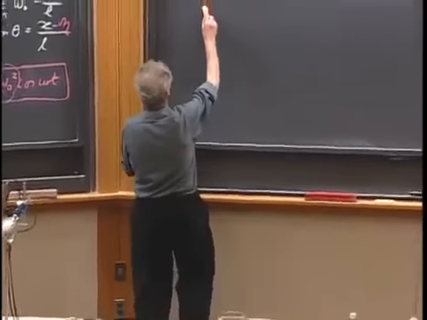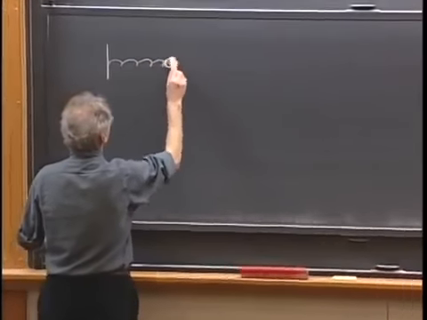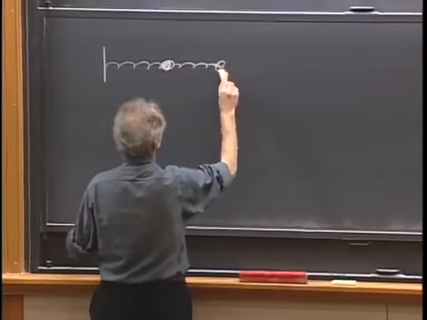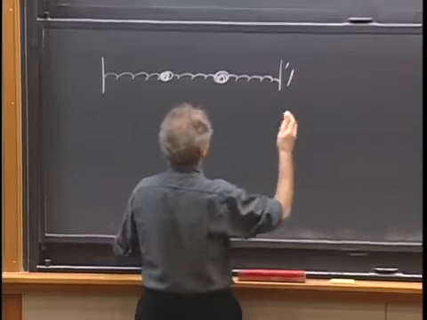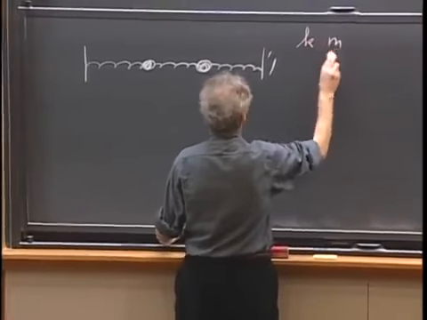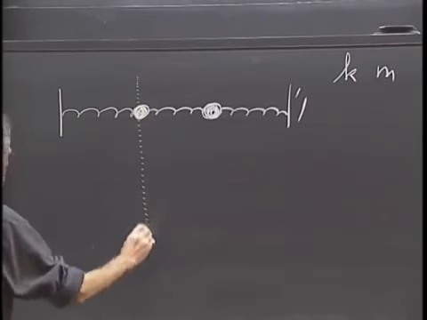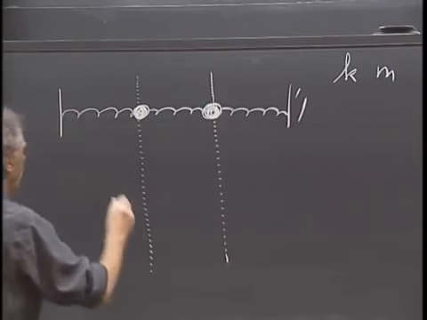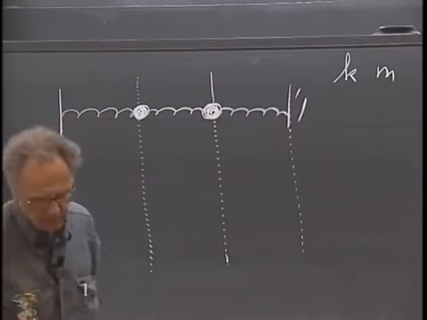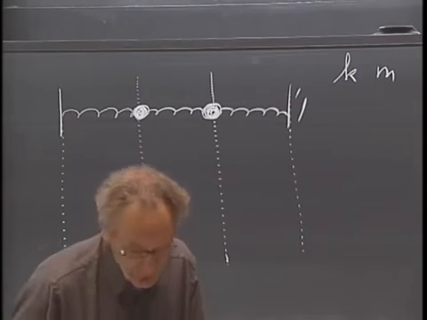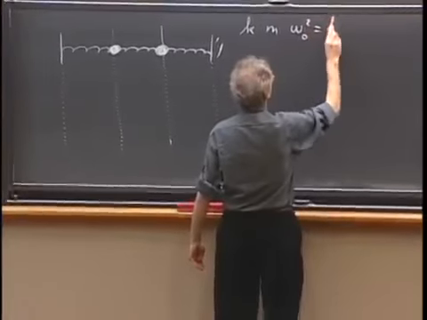And so what I have chosen to do with you is a spring system with 2 objects, 2 masses, and the springs have no mass, negligible mass. The spring constants are k, and the masses of the objects are m. So this is the equilibrium position of these 2 objects, and the ends of the string are fixed. I will introduce a shorthand notation that omega 0 squared equals k over m.